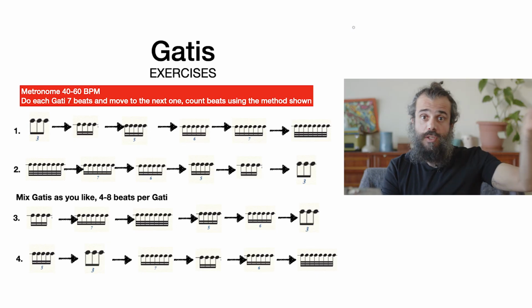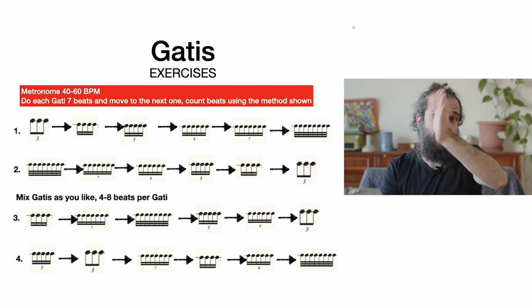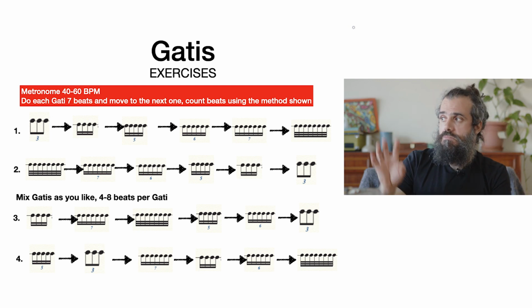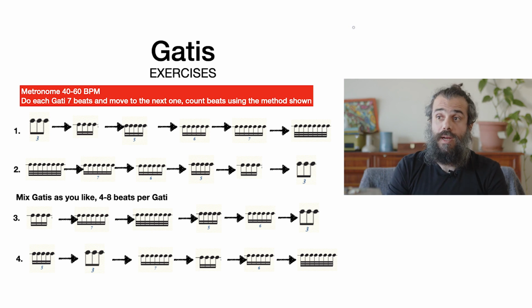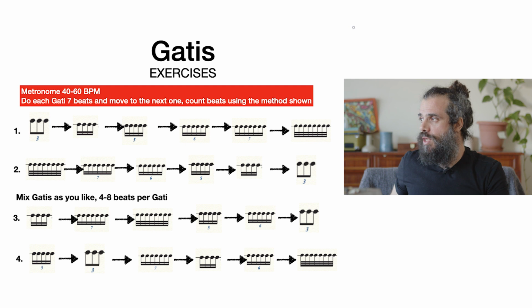So going from 8 to 3. 8, 7, 6, 5, 4, 3. Again, same metronome marking, and we do 7 beats per gatti. So we start from 8.